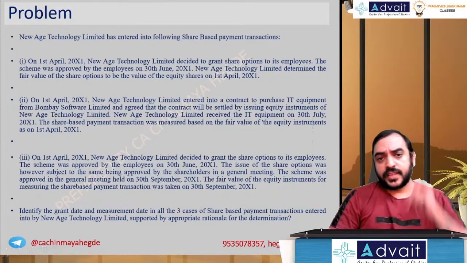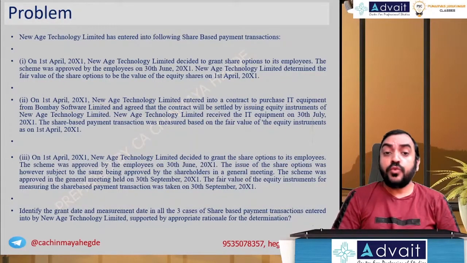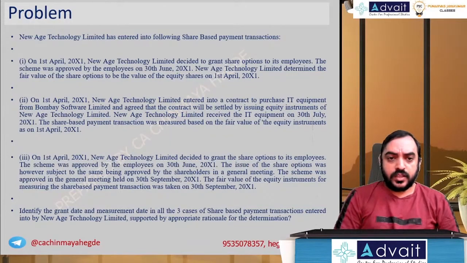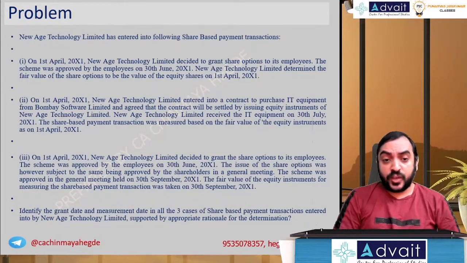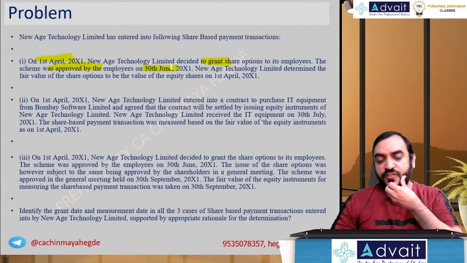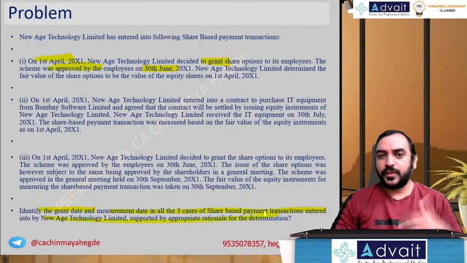New Age Technology Limited has entered the following share-based payment transactions. On 1st of April 2001, New Age Technology Limited decides to grant share options to employees. The scheme was approved by the employees on 30th of June. New Age Technology determined the fair value of the share option on 1st of April 2001. So here the grant date was 1st of April, but approval took place on 30th of June. So basically you have to identify grant date and measurement date in all the three cases in case of share based payments, supported by rationale for the determination. So, reasons.